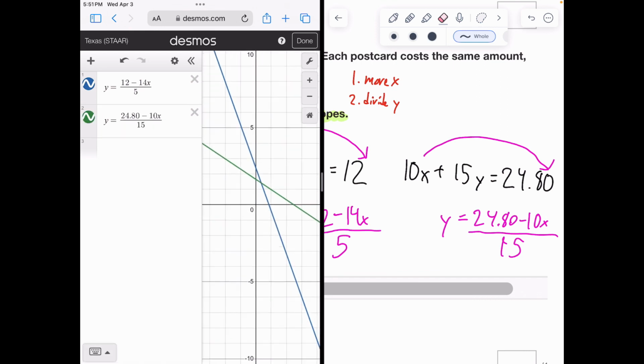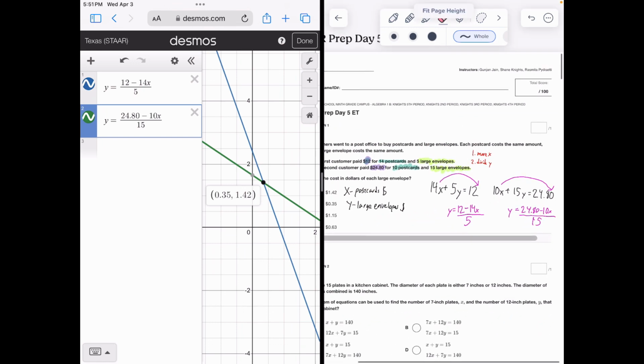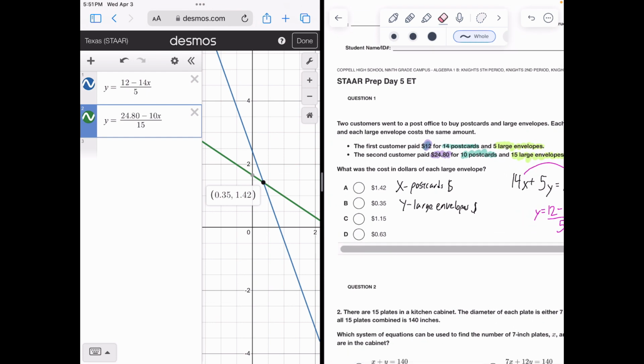And I'm going to see where these two lines cross. They cross right over there at 0.35 and 1.42. Again, I made x the postcard cost and y the large envelope cost. That means the cost of each postcard is 35 cents. The cost of each large envelope is $1.42. And in this question, what are we looking for? The cost of each large envelope, making the answer A.